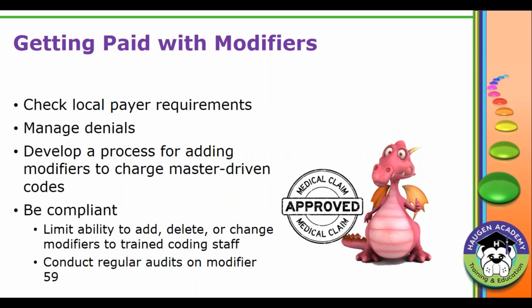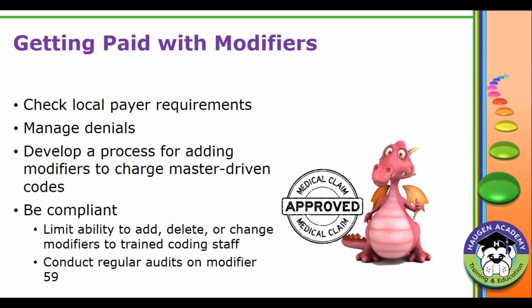Getting paid. The most important thing about getting paid is to check your local payer requirements. You should be looking at your denials on the back end. If you are in the coding department and you are not getting denials back, then you need to ask some questions. I wouldn't just say, no, we don't have denials. I would go back to the billing department and make sure.